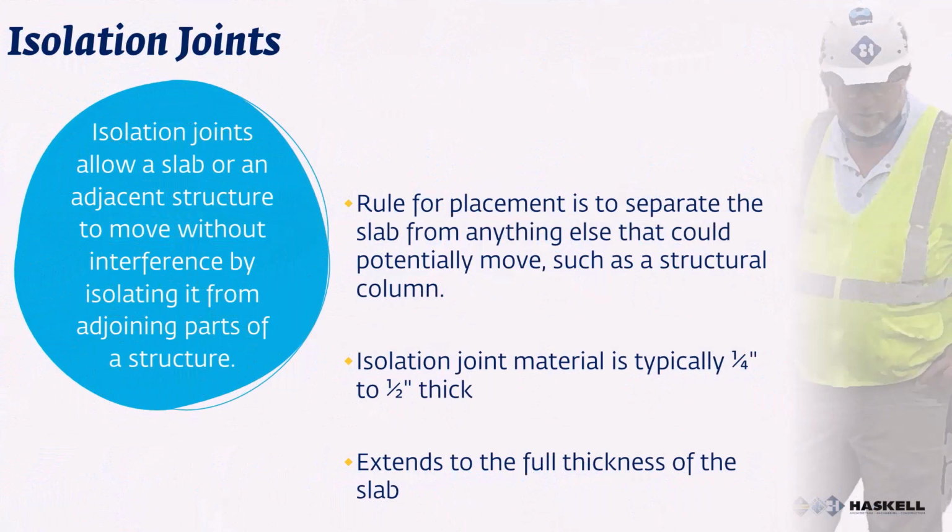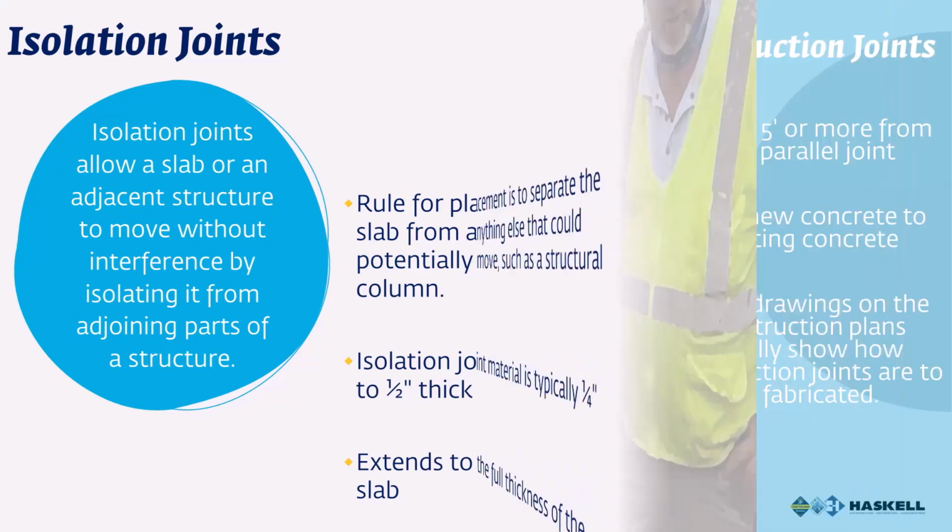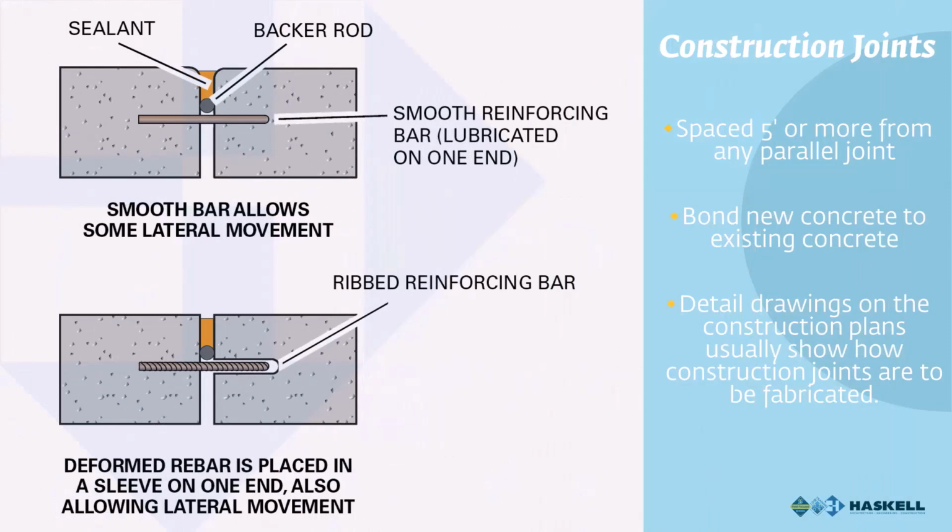Isolation joints allow a slab to move vertically or horizontally by isolating it from nearby parts of a structure. The rule for placing isolation joints is to separate the concrete from anything else that should not move. Isolation joint material is 1/4 inch to 1/2 inch thick. It is important that the joint extends to the full thickness of the slab to separate it completely from the structure. Construction joints and slabs on ground mark the end of a given placement.